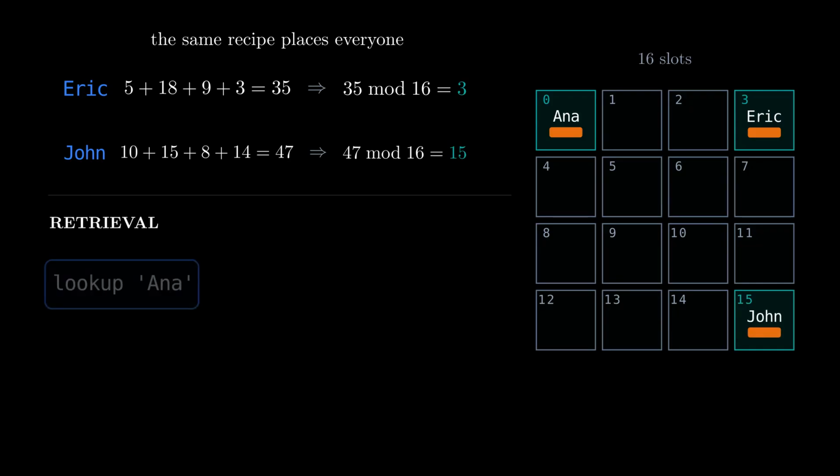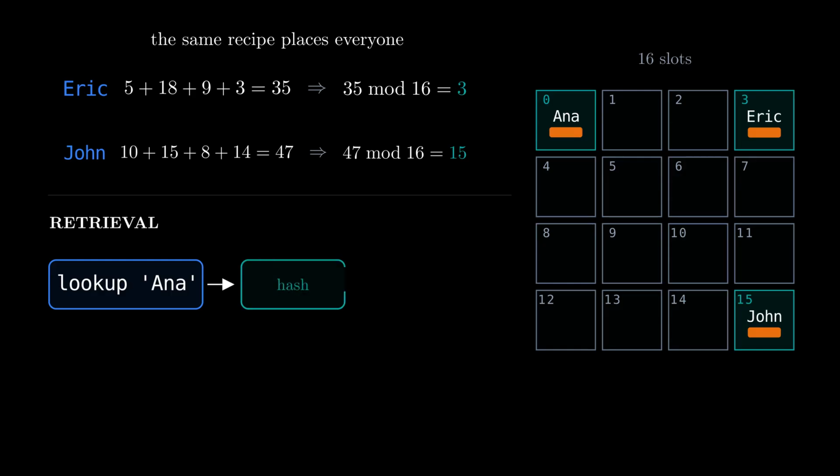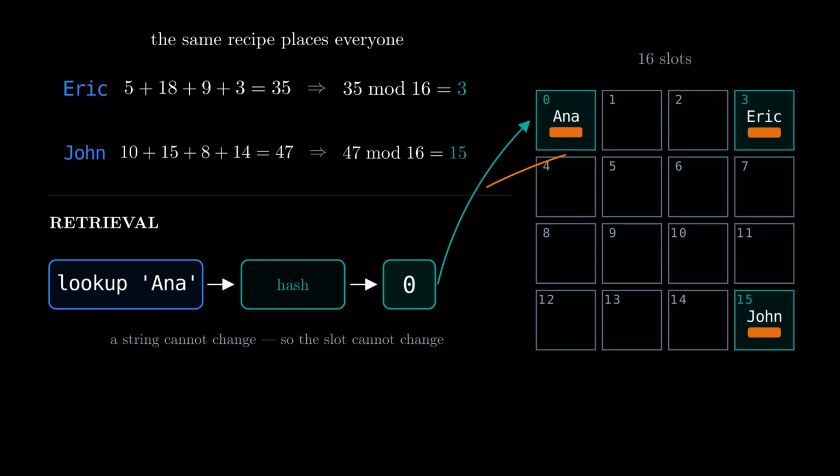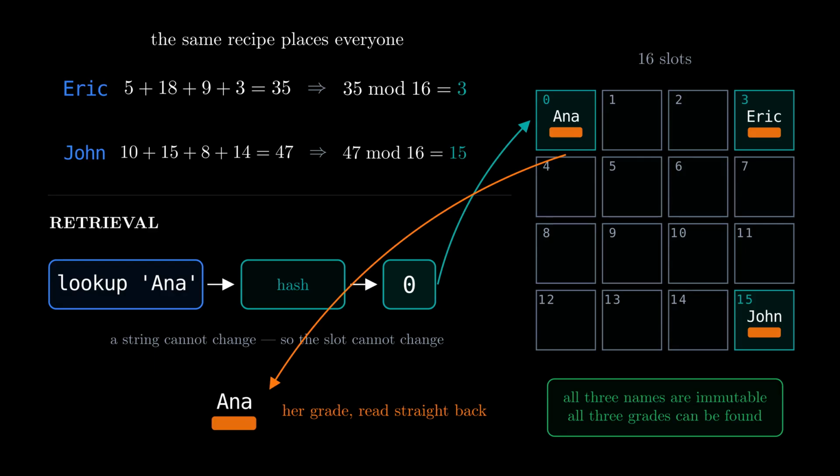Now retrieval. To find Anna's grade, we hash her name again. Anna is a string, and strings can't be changed, so the function returns 0 once more. We jump to slot 0 and read her grade straight back. Because all three names are immutable, all three grades can always be found.